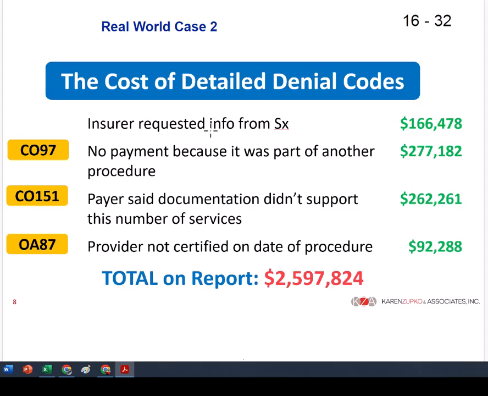Okay, cost of denial. This is just some examples. They requested information regarding the surgery. 166,000, no payment because it was part of another procedure. Okay, that's kind of a coding issue. Payer said documentation didn't support what was done. Probably a documentation issue. Provider not certified on the procedure. Credentialing. Ugh. Throw away, throw away. Okay, altogether there was 2.5 million.